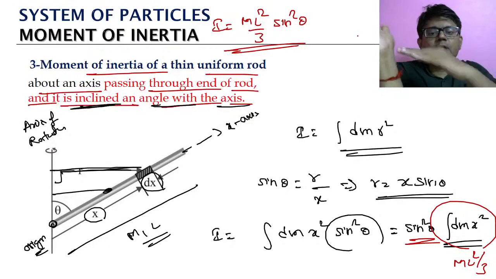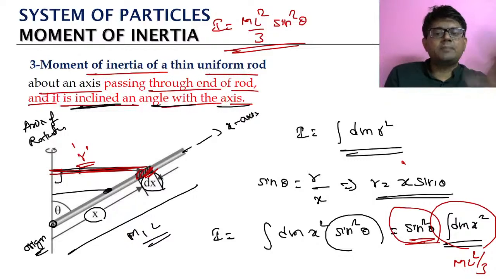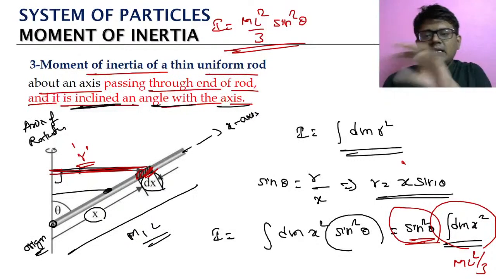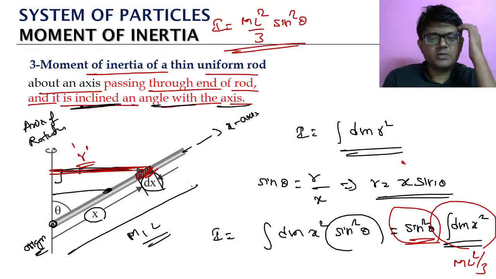Here the only thing is, because it is inclined, the perpendicular distance r of the element we take, the dx element, from the axis will be different from x. So again we are looking at the relation between the r value and the x value. So r is equal to x into sin theta. If we substitute that into the integration, only this sin square theta comes as an extra multiplier and everything else is as it is. So what is the value of the integration? ml square by 3. We have already done that before.